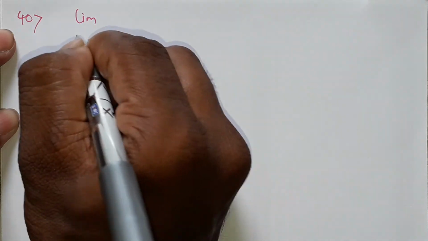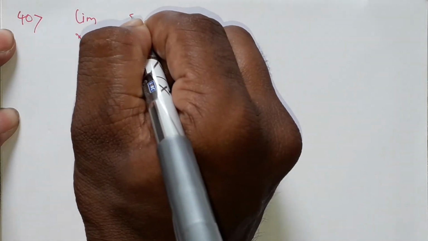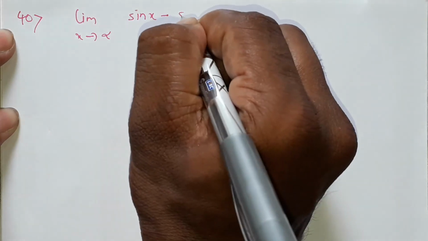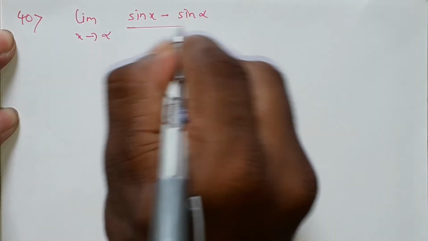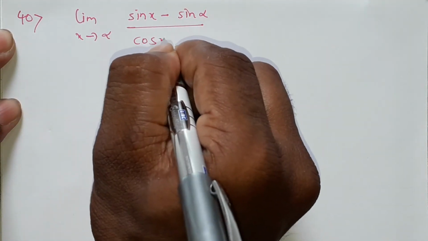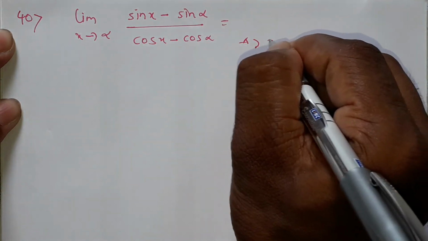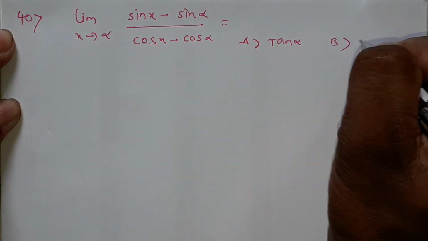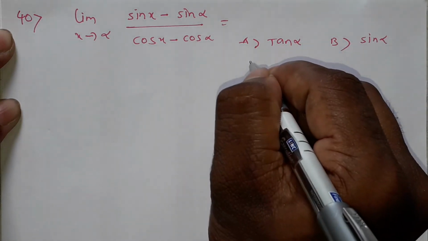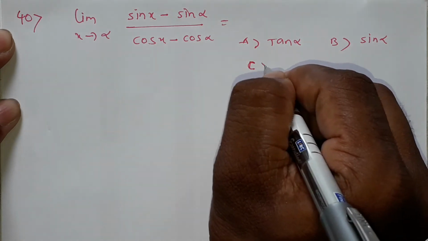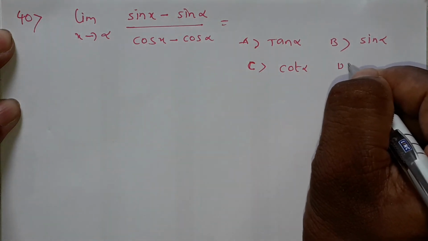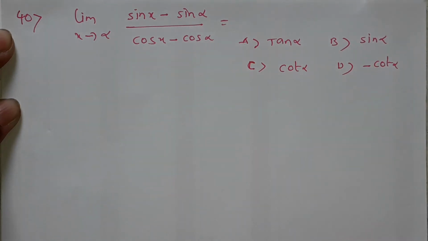Next one, 14th question. Question number 40. Limit x extends to alpha, (sin x minus sin alpha) by (cos x minus cos alpha) equal to, option A is tan alpha, option B is sin alpha, option C is cot alpha, option D is minus cot alpha.